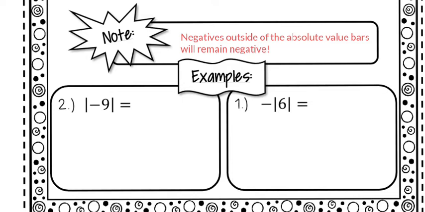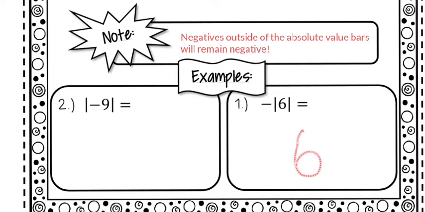Let's look at some examples. We are going to start with number 1. What is the negative absolute value of 6? So for this problem, we are going to start by looking at what's inside the absolute value bars, which is 6. So the absolute value of 6 is 6.